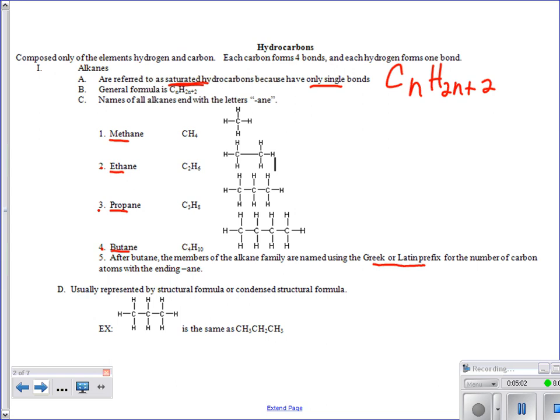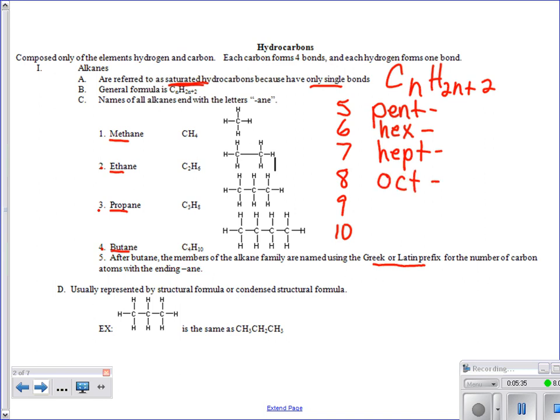We'll write these down. You're probably familiar with these already though. If there are 5 carbons in this compound, we're going to use the prefix pent. If there are 6 carbons, you are going to use the prefix hex. If there are 7 carbons, you are going to use the prefix hept. Now I know that sometimes you see the prefix sept. That's not what's used on this one, it's hept. For 8 carbons, you are going to use the prefix oct. For 9, non. 10 is dec.